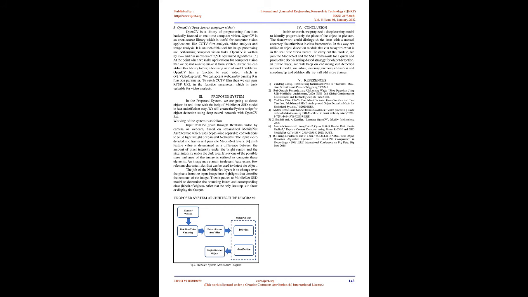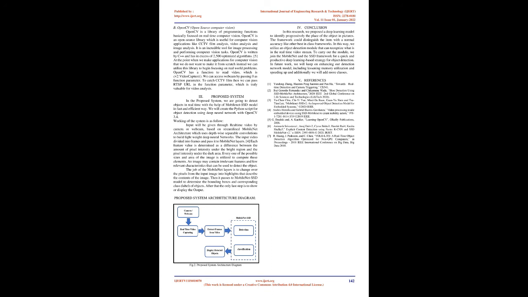The input video is divided into frames and passed to MobileNet layers. For each feature, the value is determined as a difference between the sum of pixel intensity under the bright region and the pixel intensity under the dark area. Every one of the possible sizes and areas of the image is utilized to compute these features. An image may contain irrelevant features and few relevant characteristics that can be used to detect the object.